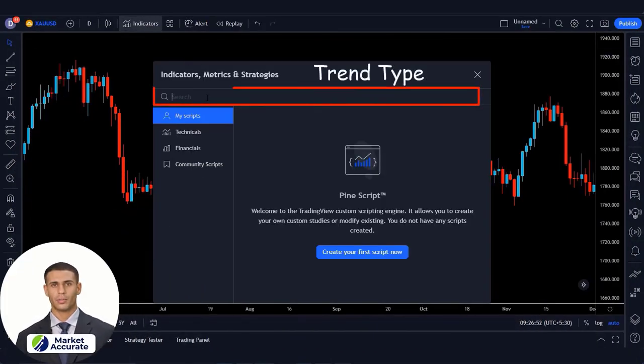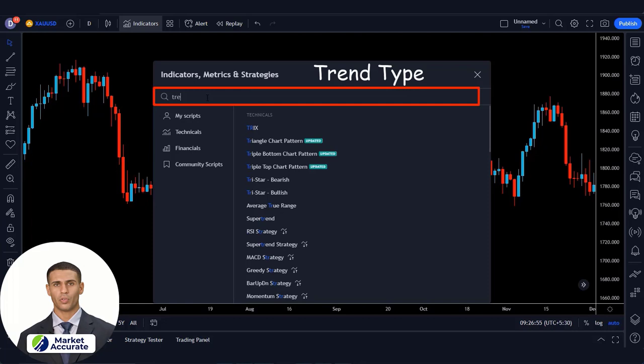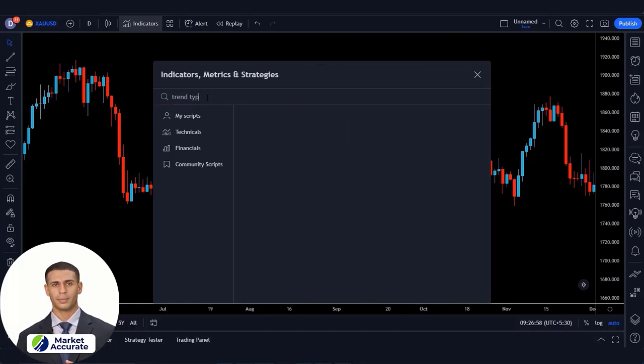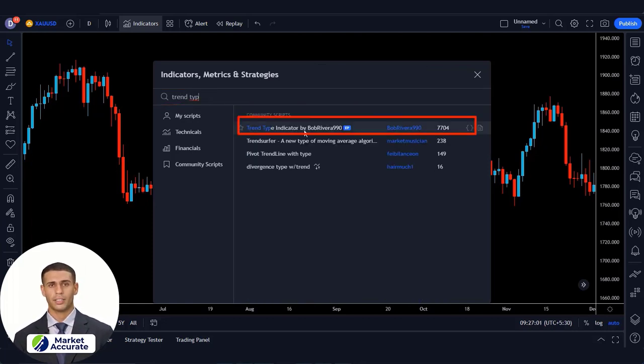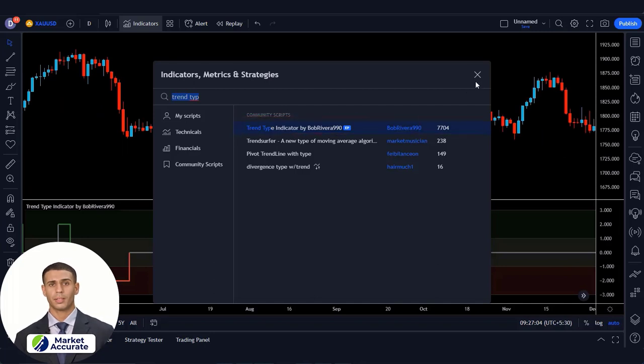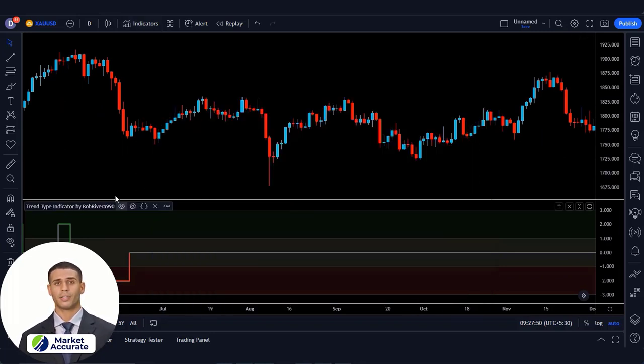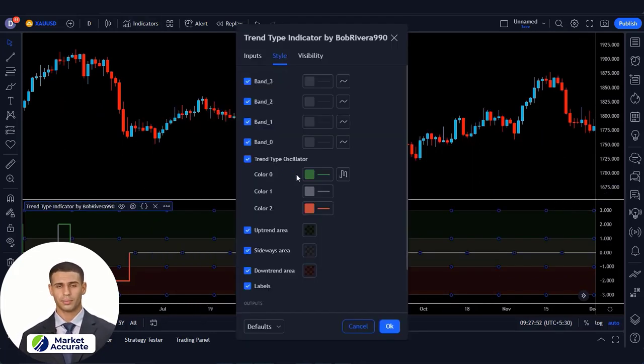In order to do that, we open the Indicators tab and type Trend Type in the search bar. Trend Type indicator is the one that we are looking for. Next, we have to open the indicator's settings to optimize it for our use.